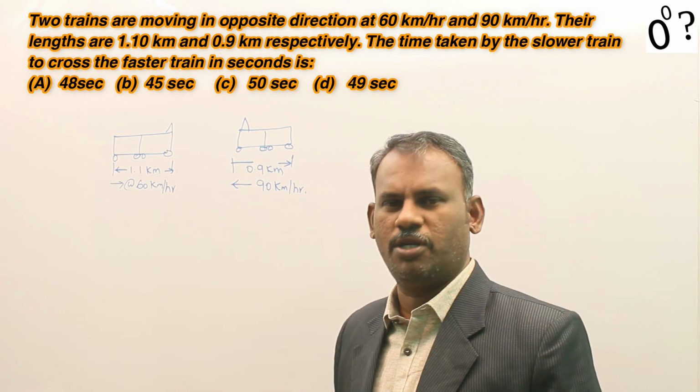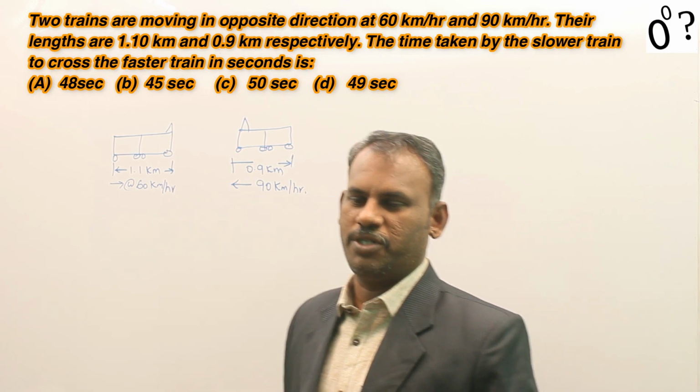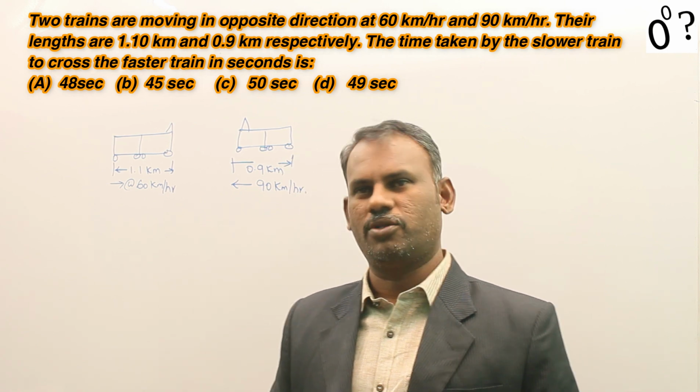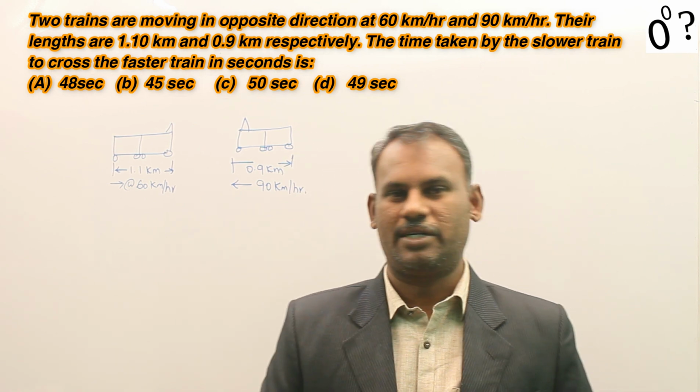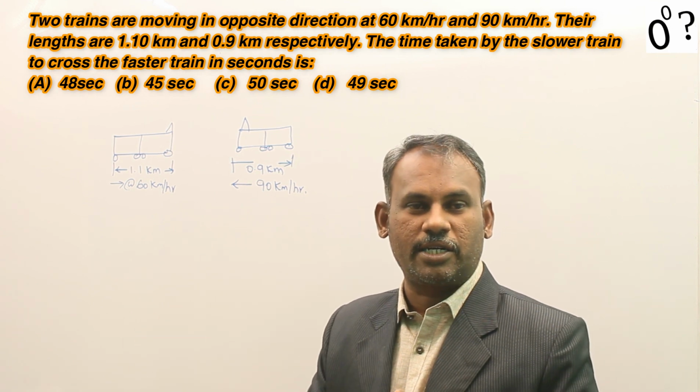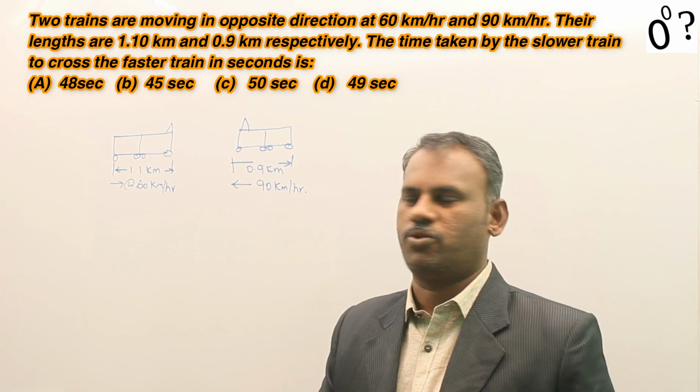This is the actual question, but they have given it with a small twist. They ask for the time taken by the slower train to cross the faster train. So there is no slower train, faster train concept here. The concept is the time taken by the trains to cross each other. This is the actual question.